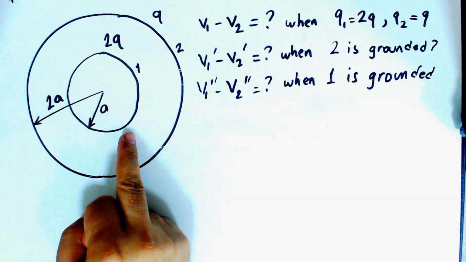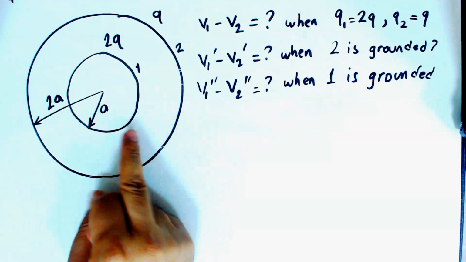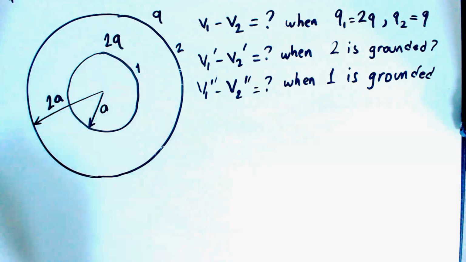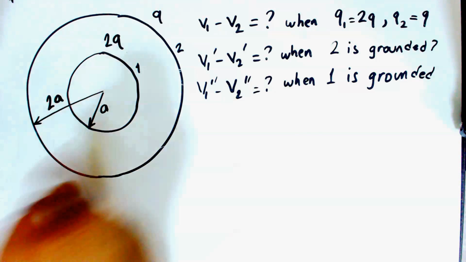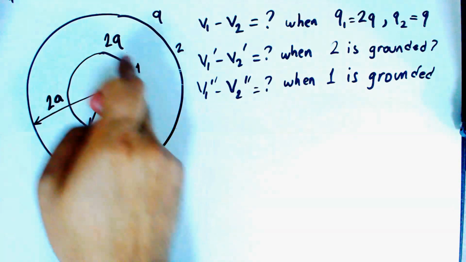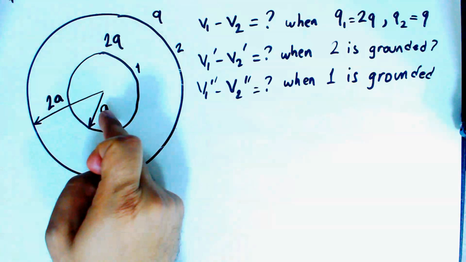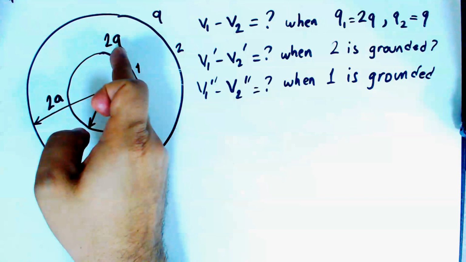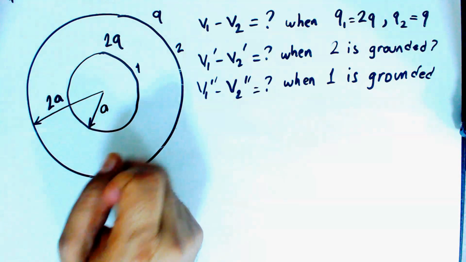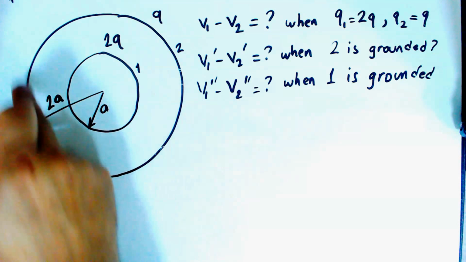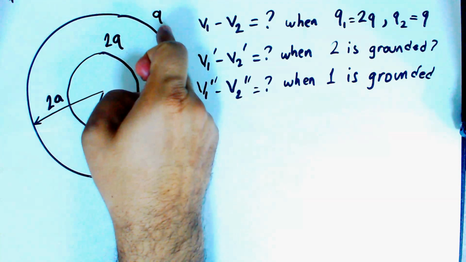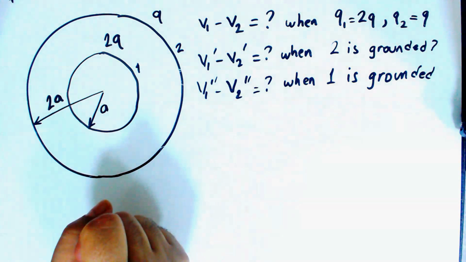Okay, we have these two spherical conducting shells. They are concentric, they have the same common center. The inner conducting shell, a spherical shell, has a radius a and charge of 2q. The outer conducting shell has a radius of 2a with charge of q.